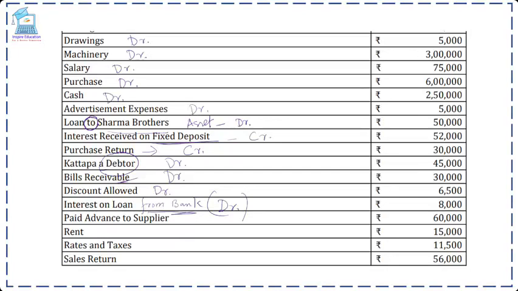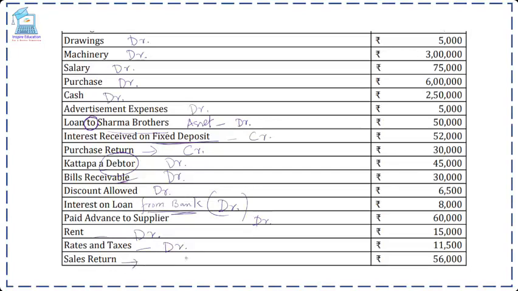So why is it debit? Because it is an asset, because we are paying in advance. Anything paid in advance is our asset. Now rent is an expense, debit. Rates and taxes are also expenses, debit.